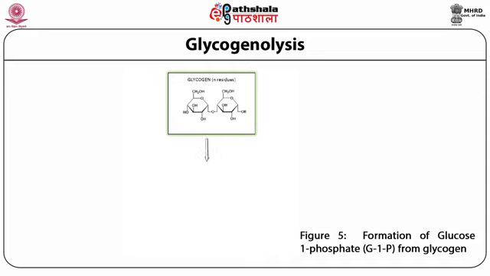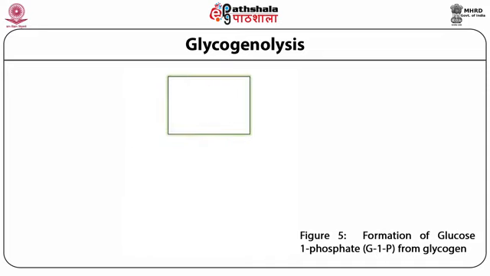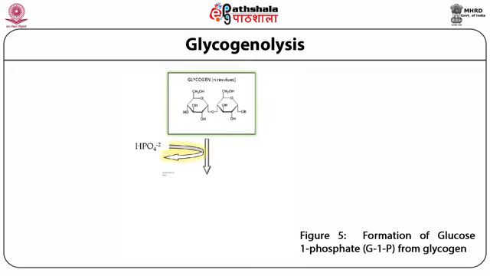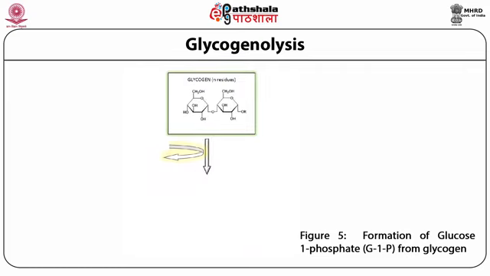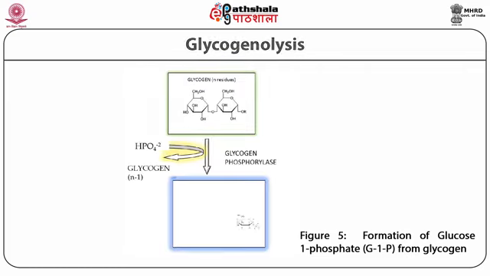This slide explains the formation of glucose 1-phosphate from glycogen. You can see over here the role of glycogen phosphorylase. After this reaction, 1 molecule of glucose has been removed and so the glycogen becomes N-1.